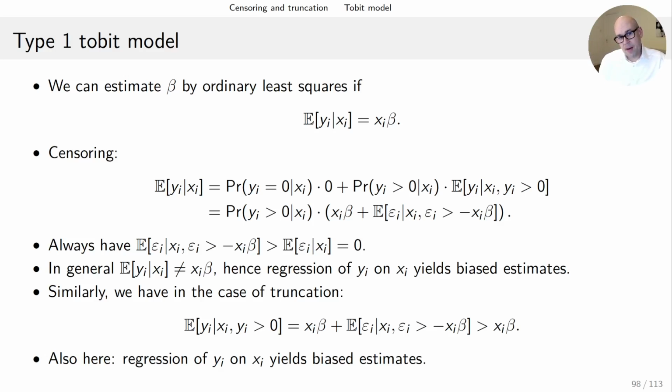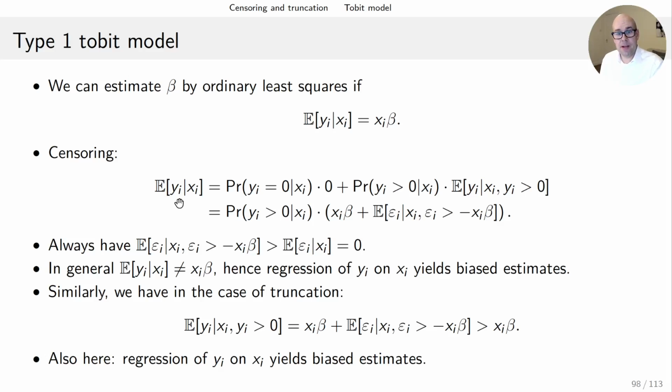Now let's think about what's going wrong when we ignore censoring and truncation. Earlier we already said that we can use OLS whenever the expectation of our outcome in our data given x is equal to xi beta. Now let's see whether that holds, when that holds approximately, and when it doesn't. So let's write down that expectation for the type 1 Tobit model we have here.